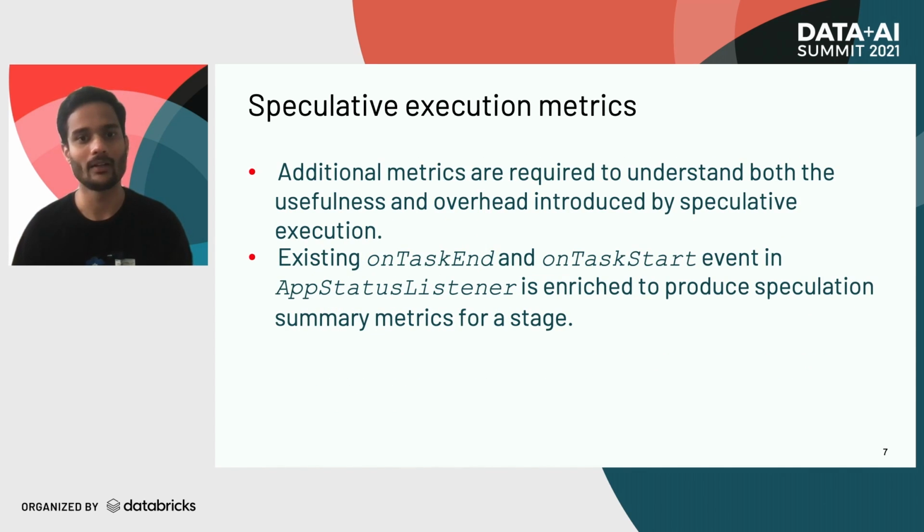Currently, there are no metrics available for speculative execution from Spark. Without enough metrics, it is hard to understand the overall outcome of speculative execution itself. In order to understand usefulness as well as overhead, additional metrics for speculative execution were added by enriching the existing app status listener, specifically at the task start and end events.